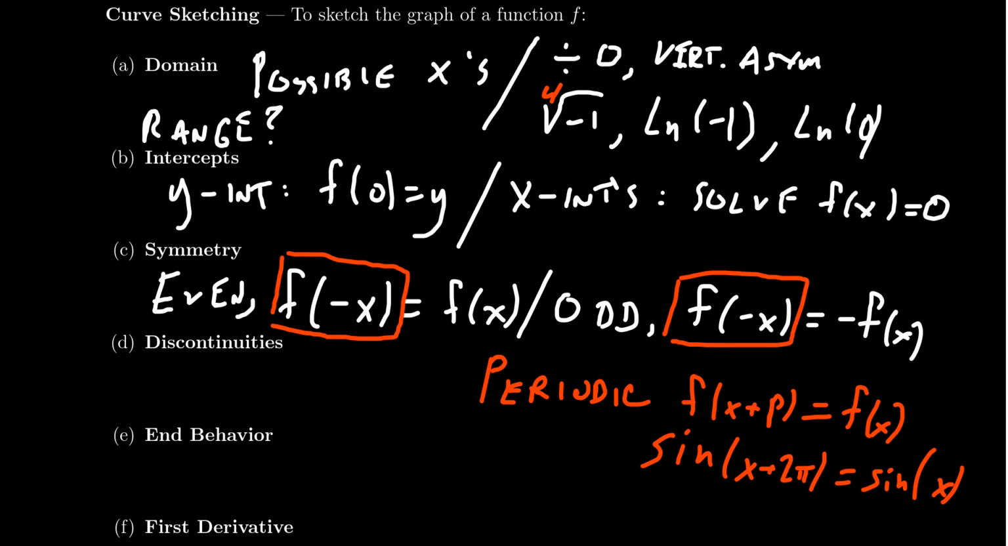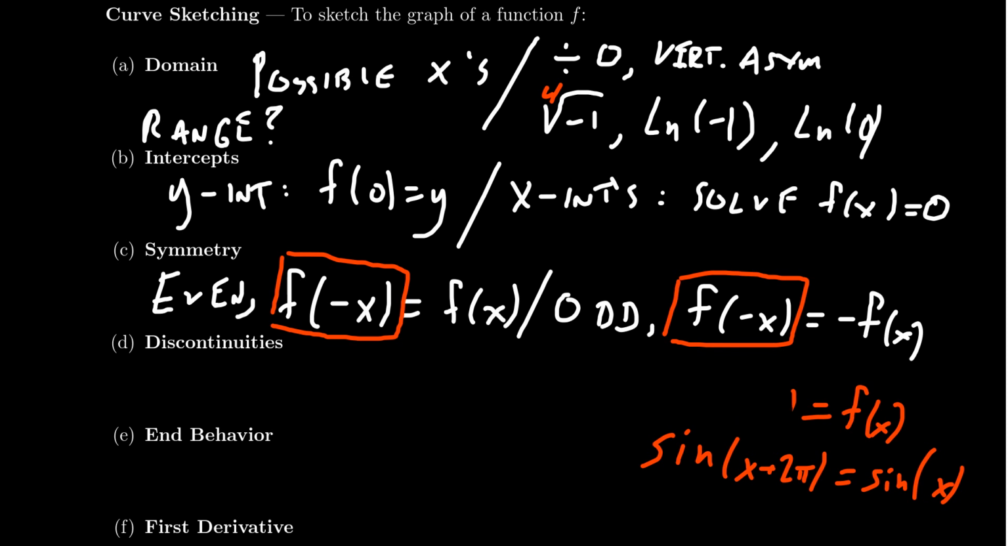After all, if you know how to graph one period of a trigonometric function, you can just replicate that over and over and over again, and that gives you the whole picture. So knowing the period of a function, if it has one, can be helpful in simplifying the graph here.